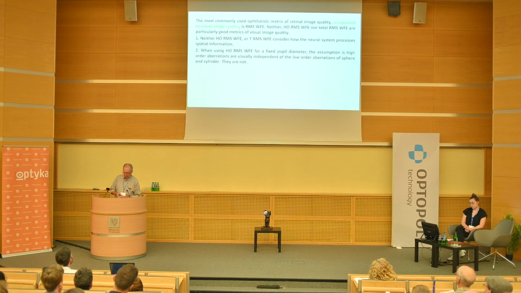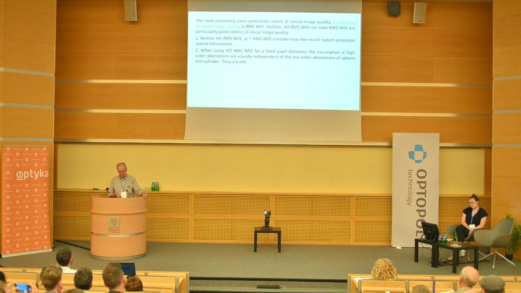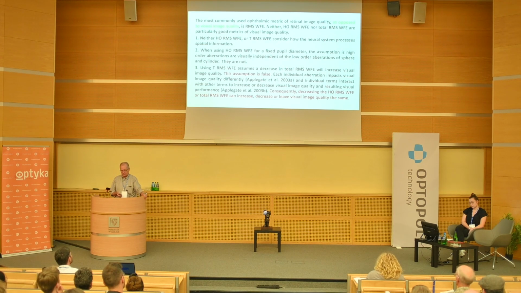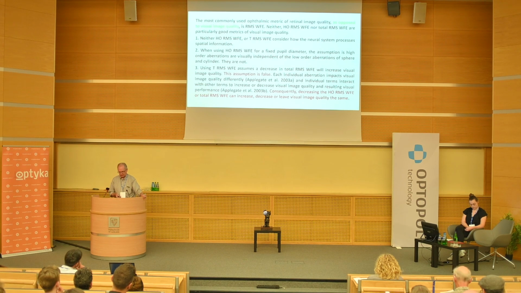When using high-order RMS wavefront error for a fixed pupil diameter, the assumption is high-order aberrations are visually independent of low-order aberrations of sphere and cylinder. They're absolutely not. Using total RMS wavefront error assumes a decrease in the total RMS wavefront error will increase visual image quality. This assumption is also false. Each individual aberration impacts visual image quality differently, and individual terms interact with other terms to increase or decrease visual image quality and resulting visual performance.